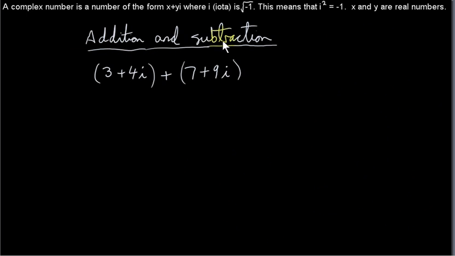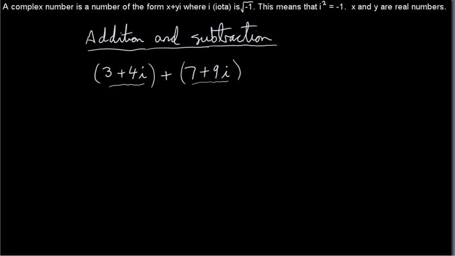Now I want to look at the addition and subtraction of complex numbers. Suppose we have these two complex numbers, 3 plus 4i and 7 plus 9i. So this is all one complex number. Its real part is 3, its imaginary part is 4. This is another complex number, its real part is 7, its imaginary part is 9. I put brackets around them like this, but you don't actually have to put in those brackets.